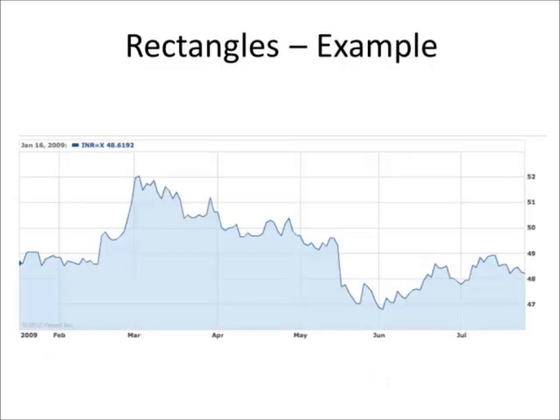Rectangles. Example. Here we are back to our graphs, and this time again we've gone with the rupee against the dollar. This time period is now starting of 2009 until just past the middle of 2009. And what we are going to do is find a rectangle pattern that follows on, shows us a continuation of the prior trend.